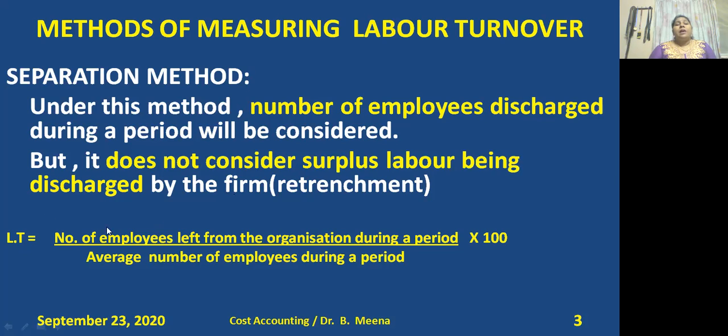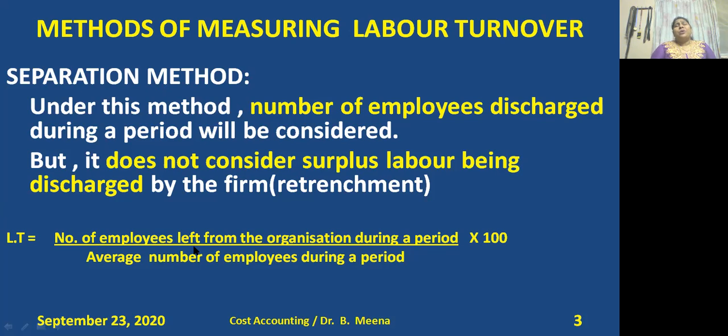That surplus labor discharged due to this retrenchment will not be considered under the separation method. It will be considered the number of employees discharged during a period other than this reason. Okay, so what's the formula to calculate under the separation method? It means the number of employees who left the organization during a period. So only how many of them left.